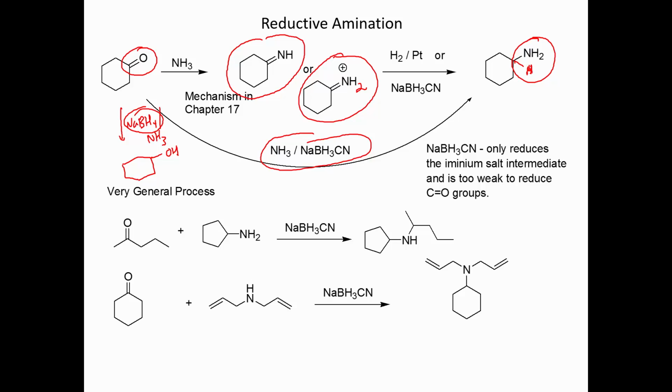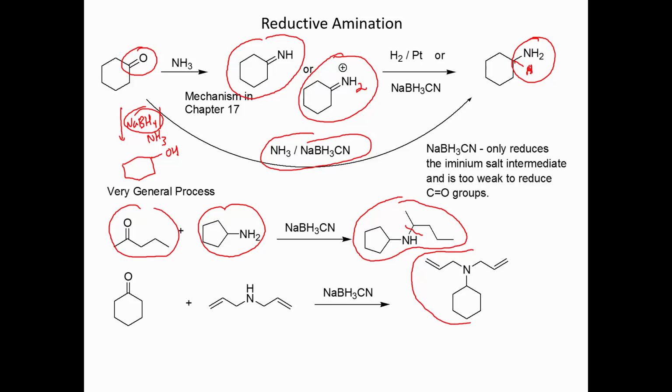So this ketone reacting with this primary amine, in the presence of sodium borohydride, produces the amine here. The new bond that you made is that one. The secondary amine is now going to react to produce this product here.